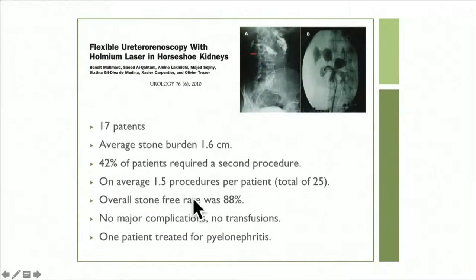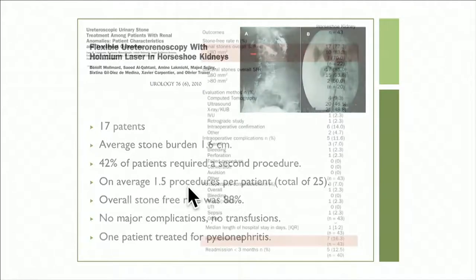If we look at what's out there in the literature, it's generally fairly favorable. This is a fairly small study, but it had a stone-free rate of 88% without major complications, and on average required 1.5 procedures per patient. So again, retreatment rates may be higher in ureteroscopy like they were for shockwave lithotripsy.